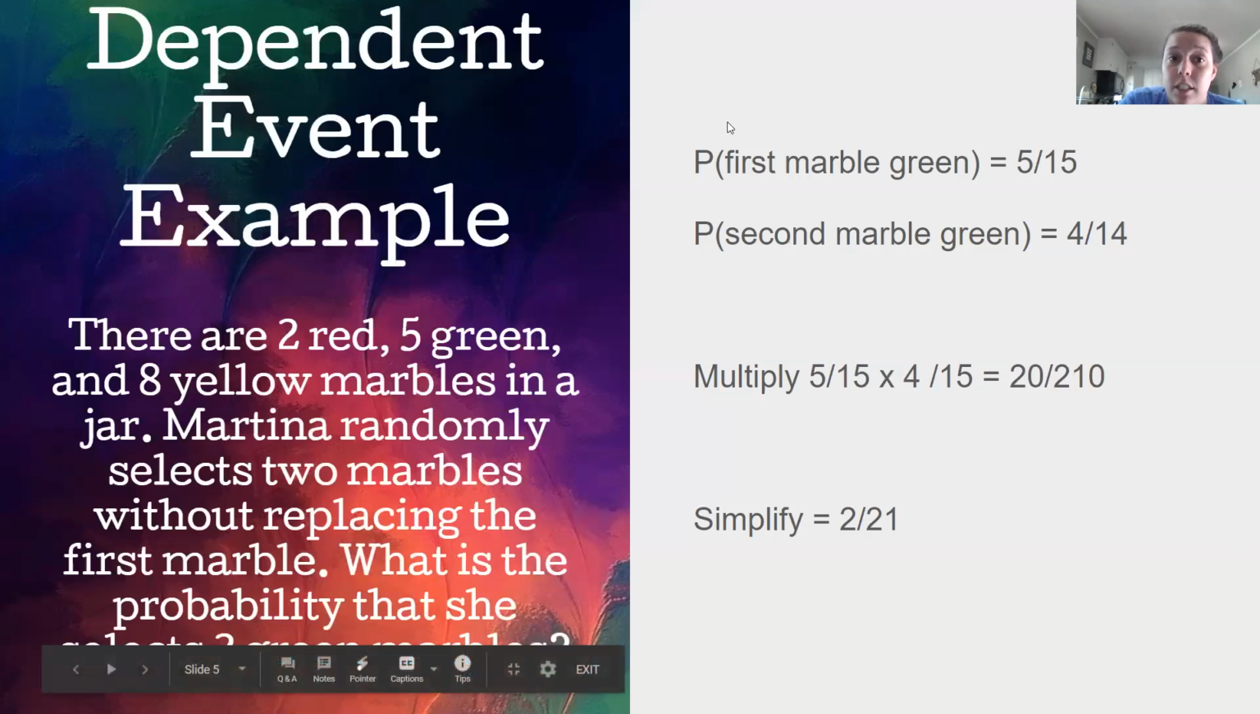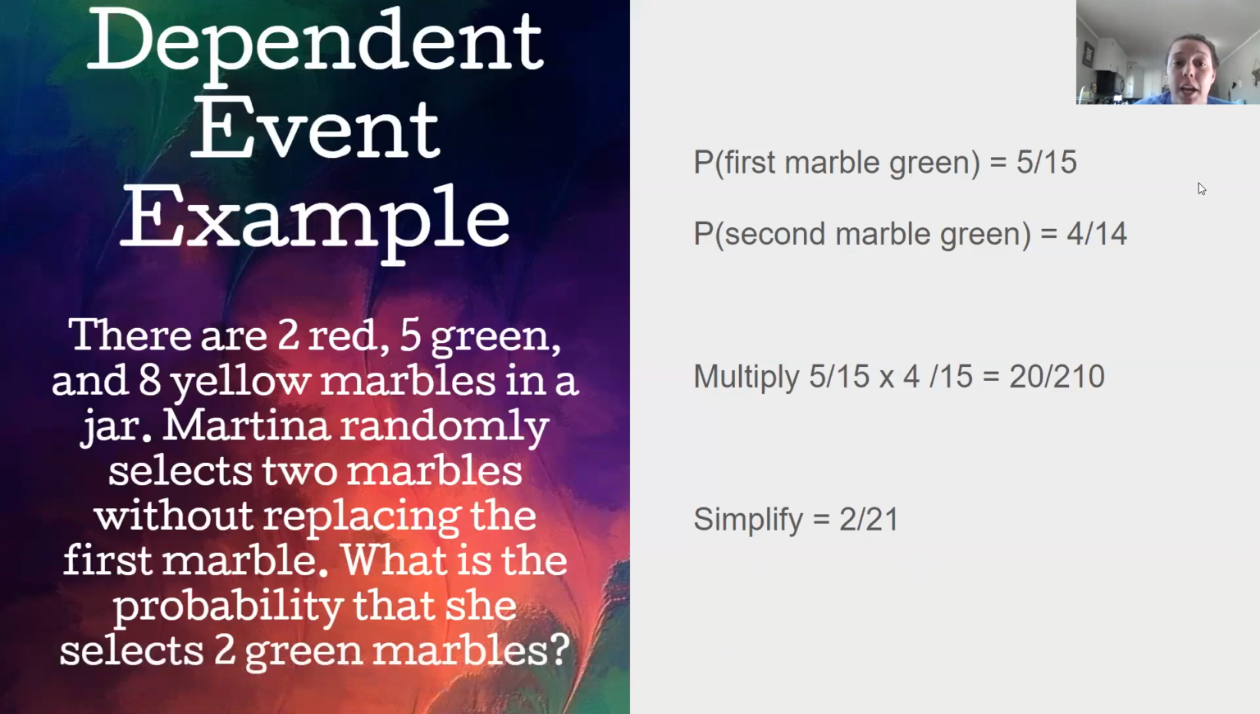So this is now an example of a dependent event. This is the example of the marbles that I mentioned earlier. The question says there are 2 red, 5 green, and 8 yellow marbles in a jar. Martina randomly selects 2 marbles without replacing the first marble. What is the probability that she selects 2 green marbles?